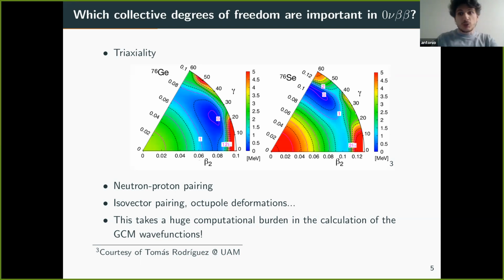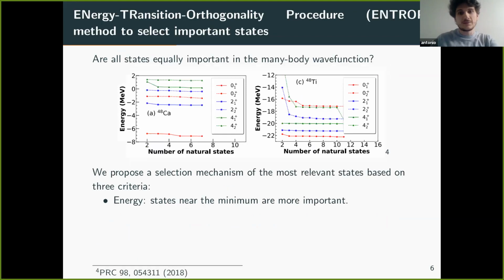Okay. So in general, it takes a computational burden if we are using many mean field states. But luckily for us, we know that not all of these states will be relevant when building this ground state wave function. Let's take this example here of calcium. We have the energy of calcium as a function of the natural states. So this is the orthogonal basis that we have after solving the Hill-Wheeler equation, so after diagonalizing the norm overlap matrix. And we see, for example, in the case of the first 2+ state, that as we increase the number of natural states, the energy hardly changes.